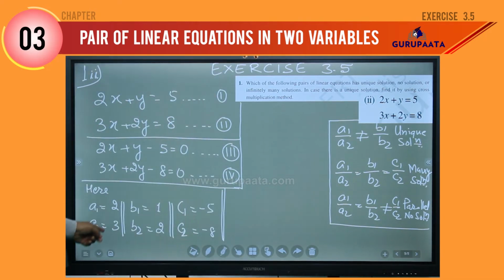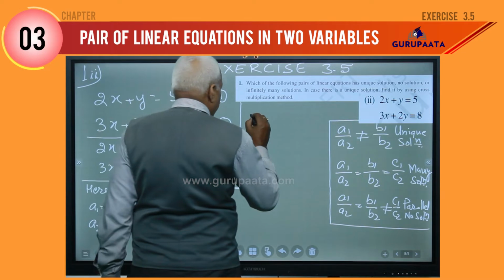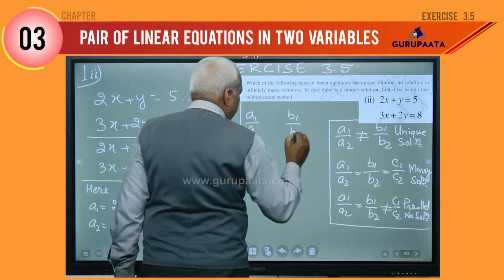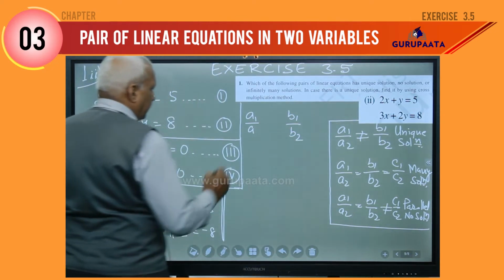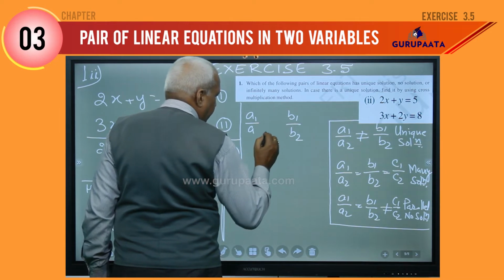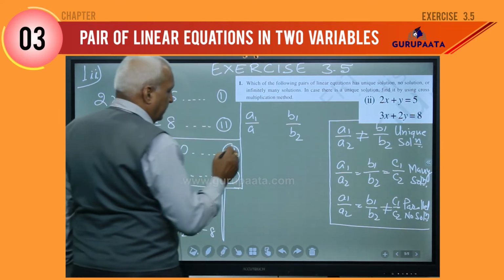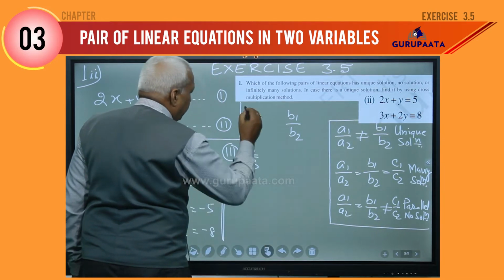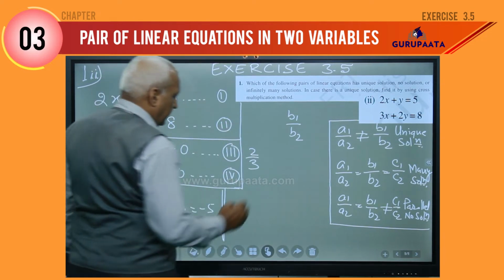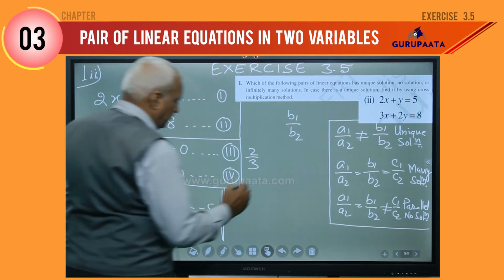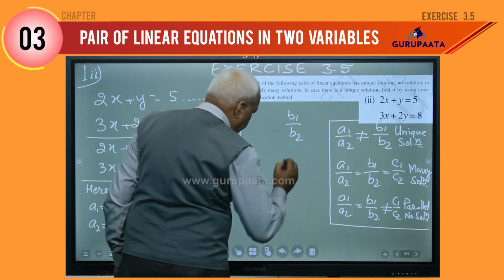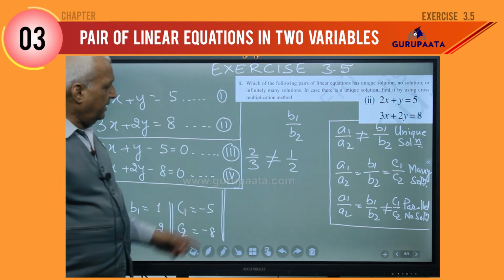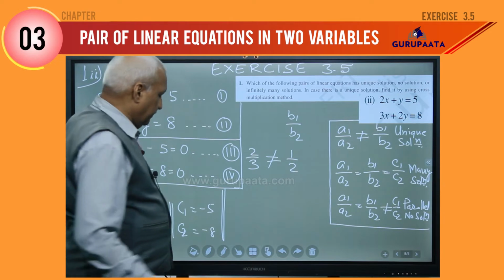So A1 by A2 and B1 by B2, we will find the relation. A1 by A2 is 2 by 3, and B1 by B2 is 1 by 2. So A1 by A2 is not equal to B1 by B2.